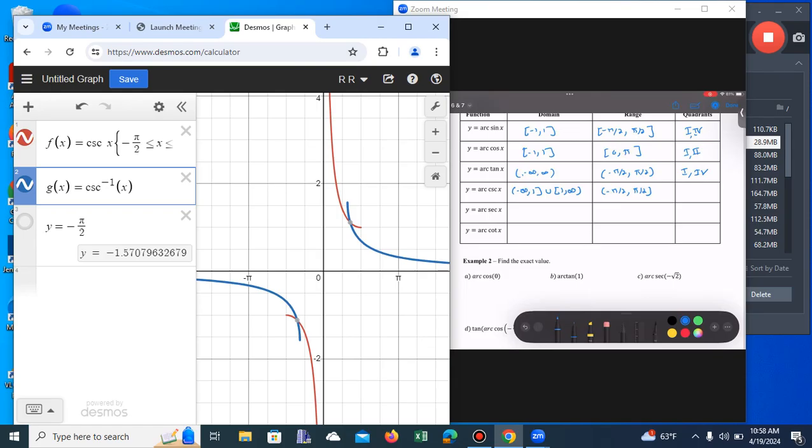And then your range is between -pi/2 and pi/2. It's still technically not allowed at 0. We can adjust the range a little bit: -pi/2 to 0, and 0 to pi/2. Okay. But it's the first and fourth quadrant, just like sine.